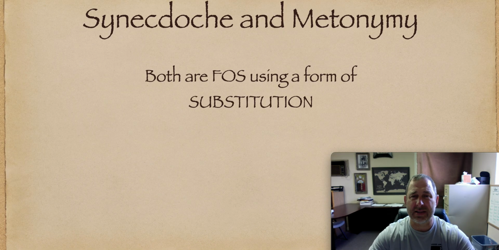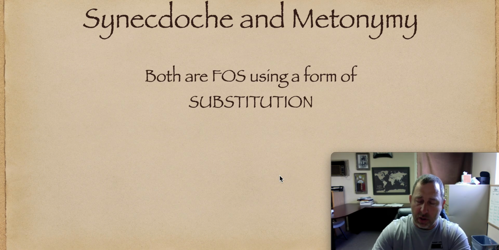But let's go ahead and get into this a little bit. So we're going to look at two final types of figures of speech that we see in the book of Psalms. Both of these, synecdoche and metonymy, are figures of speech that use a form of substitution. And so it's one thing substituting for something else. And so we'll talk about this a little bit more and we'll look at these substitutions.